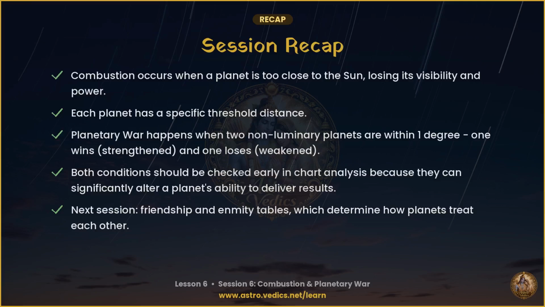Session recap. Combustion occurs when a planet is too close to the Sun, losing its visibility and power. Each planet has a specific threshold distance. Planetary war happens when two non-luminary planets are within 1 degree: one wins, strengthened, and one loses, weakened. Both conditions should be checked early in chart analysis, because they can significantly alter a planet's ability to deliver results. Next session, friendship and enmity tables, which determine how planets treat each other.